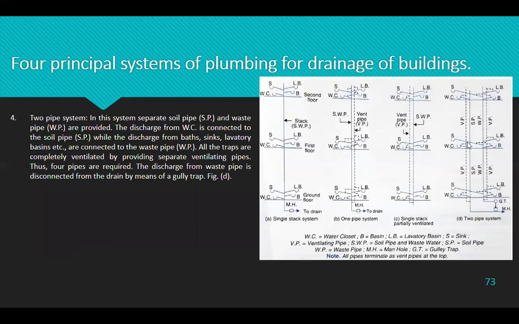But for the two pipe system, in this system, separate soil pipe and waste pipe are provided. The discharge from water closet is connected to soil pipe, but the discharge from bath, sink, lavatory, basin are connected to the waste pipe. Also, waste from urinal andun din sa soil pipe. All the traps are completely ventilated by providing separate ventilating pipes. Thus, 4 pipes are required. The discharge from waste pipe is disconnected from the drain by means of a gully trap.